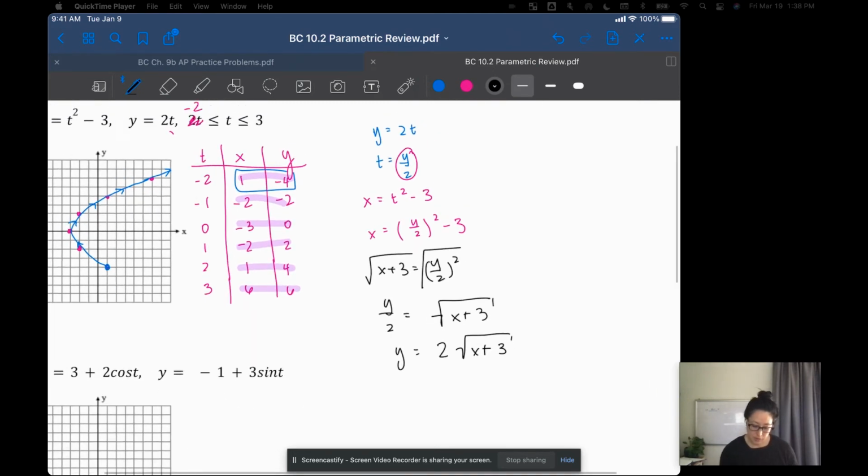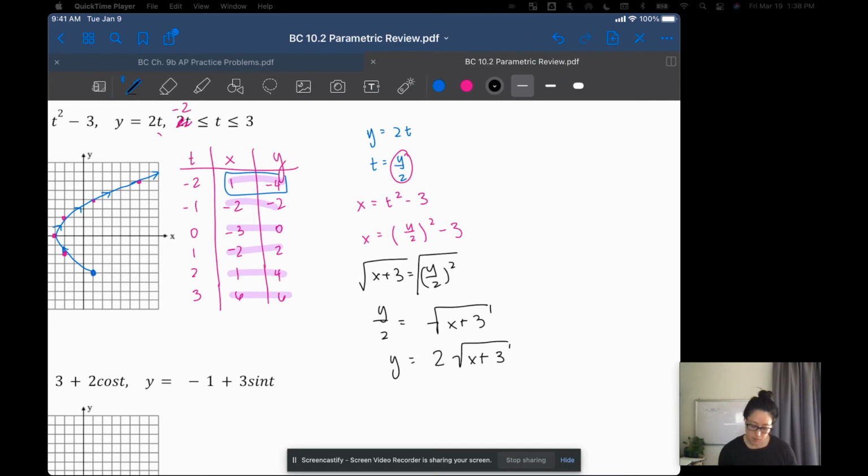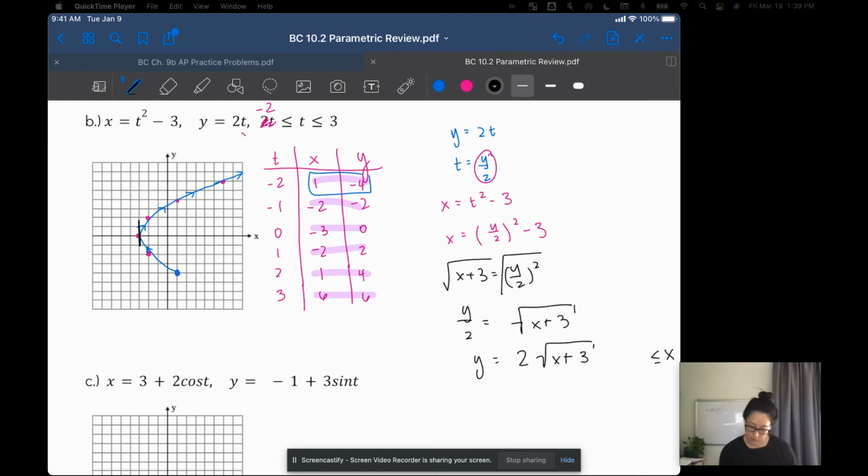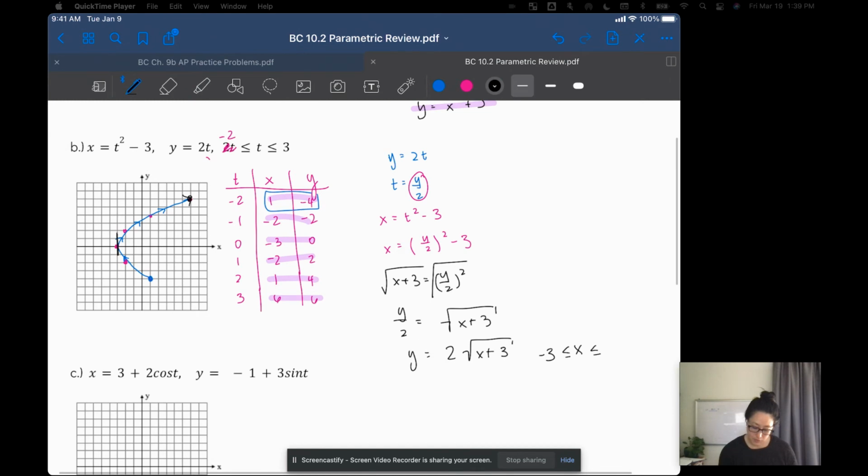And one thing that I have to make sure to do is change my domain. So I know that the possible x's that I'm allowed to plug in are: the leftmost x is negative 3, and my rightmost x is 6. Actually, there's no arrow here because it ends right at this point. Okay, so the rightmost value is 6. So we need to rewrite our domain in terms of x.